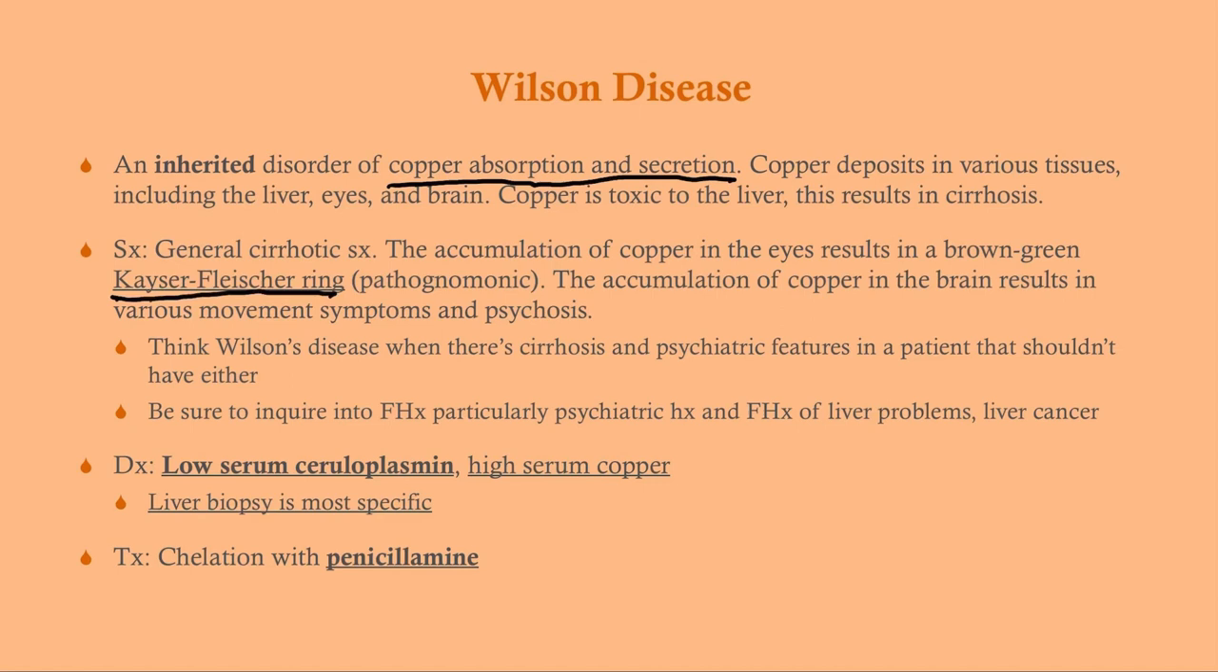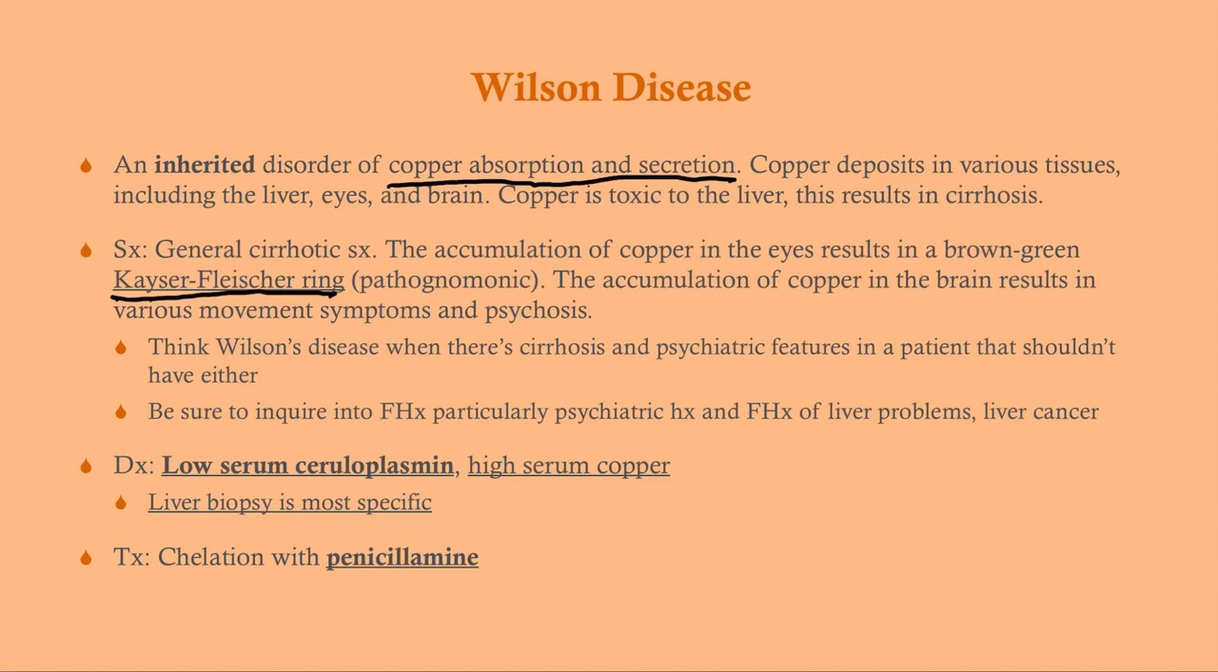So you really should think Wilson's disease when there's cirrhosis and psychiatric features in a patient that shouldn't have either. They don't have a history of schizophrenia. They are not alcoholics. They're not doing anything to get cirrhosis. They just have cirrhosis and psychiatric issues. That's when you think of Wilson's disease. Do a slit lamp. Look for Kayser-Fleischer rings.